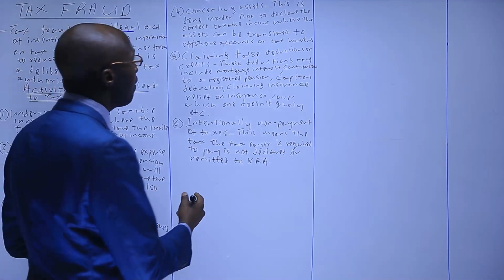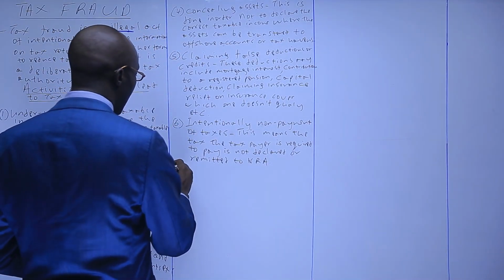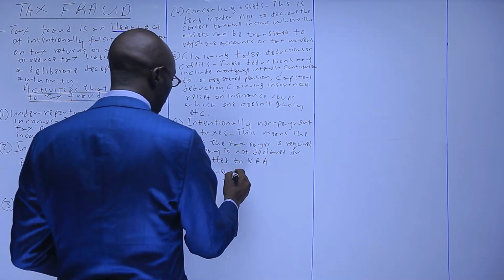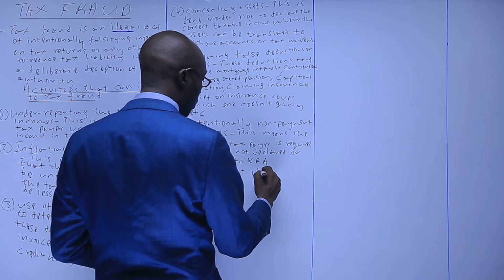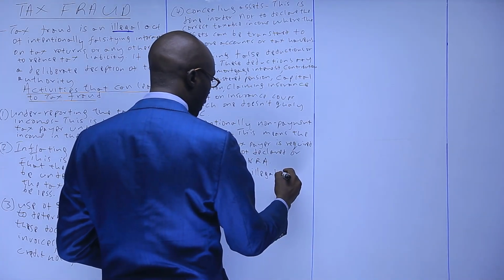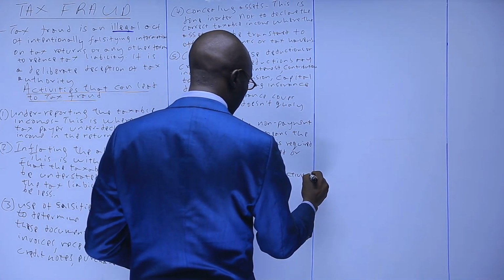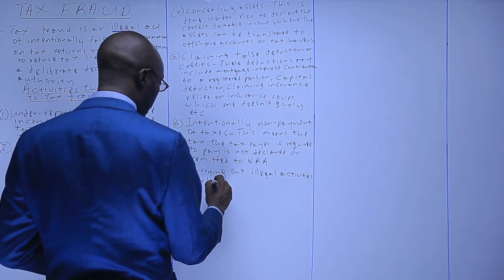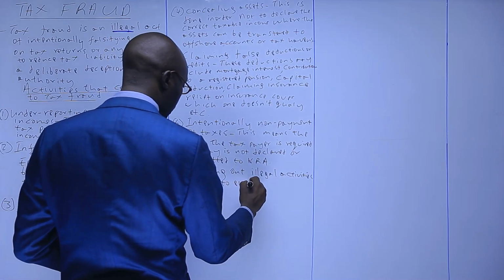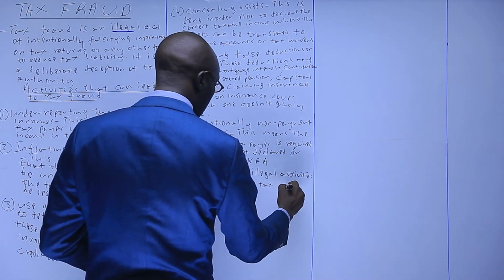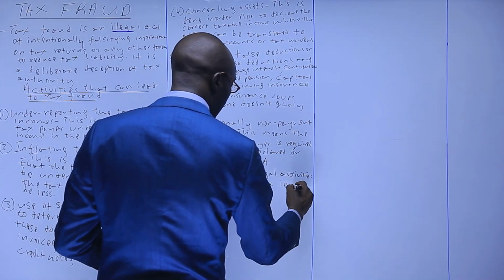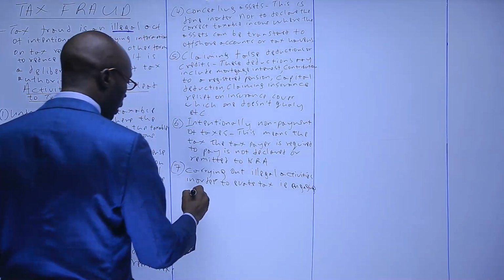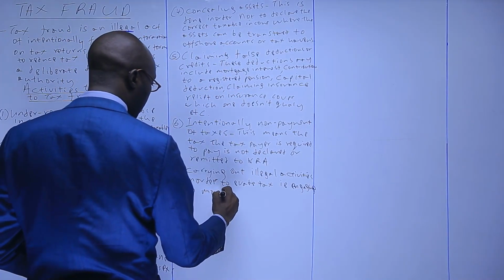Another one that we normally have is carrying out illegal activities in order to evade tax, i.e., engaging in money laundering.